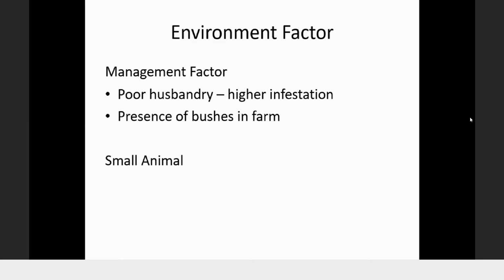And then in small animals, we also need to look at management factors. For example, whether the small animals or pets are managed outdoors, or sometimes stay in the house and sometimes outdoors. And then there's a walk in the park that can lead to tick encounters.